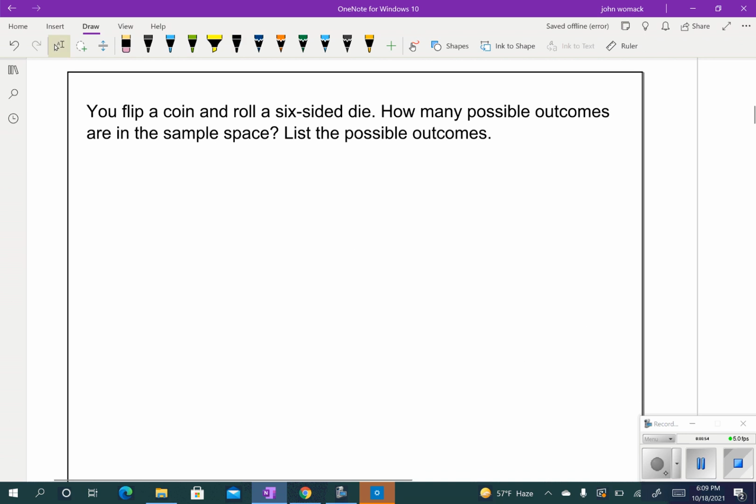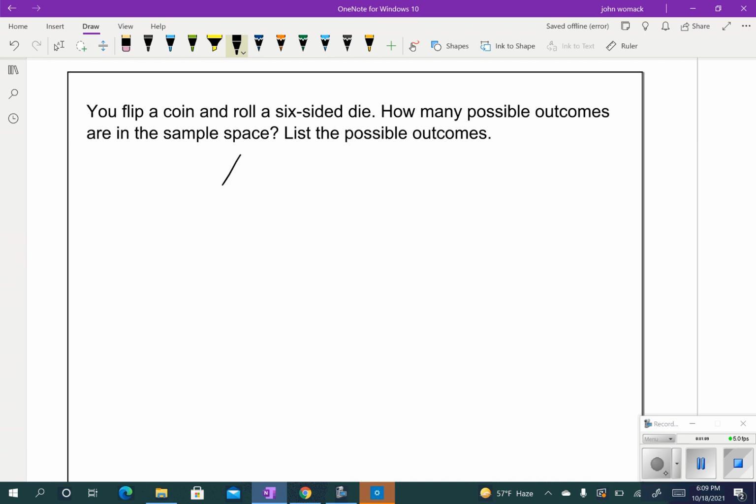All right, so here's an example. It says you flip a coin and roll a six-sided die. How many possible outcomes are there in the sample space? So list the possible outcomes. One thing that can help you make sure you don't miss one is a tree diagram. So we're going to flip a coin.